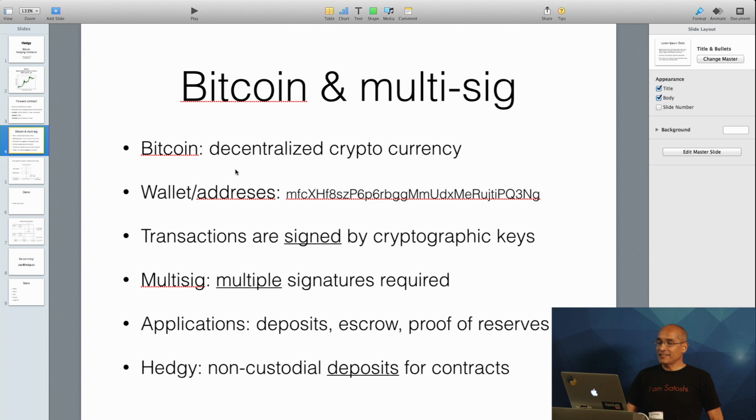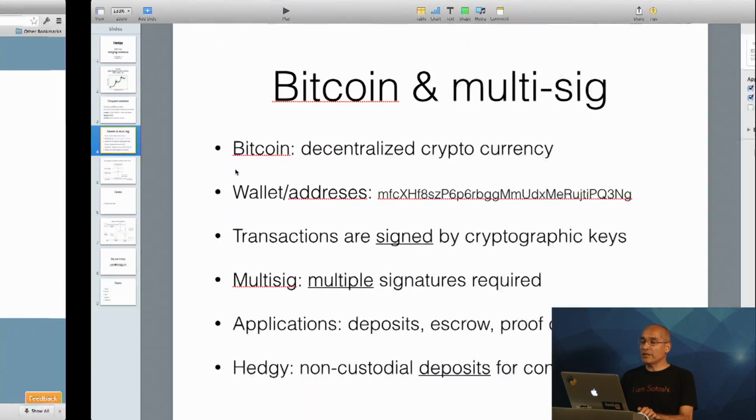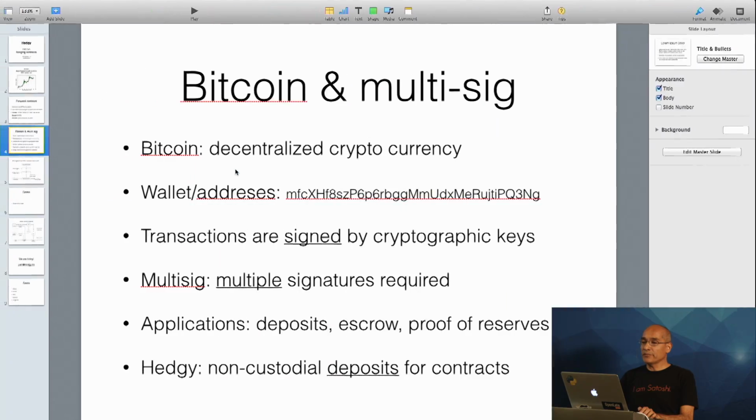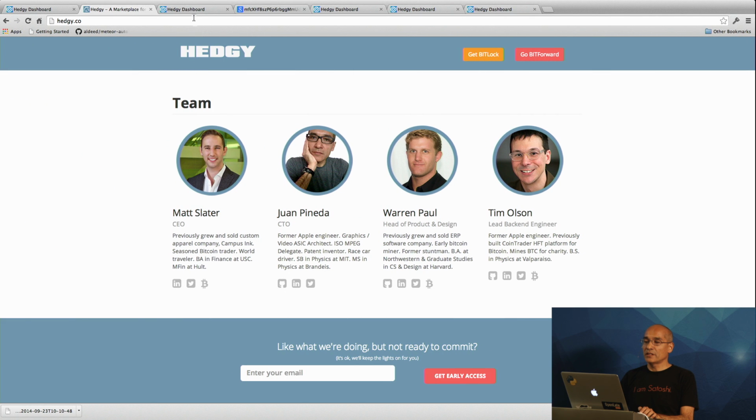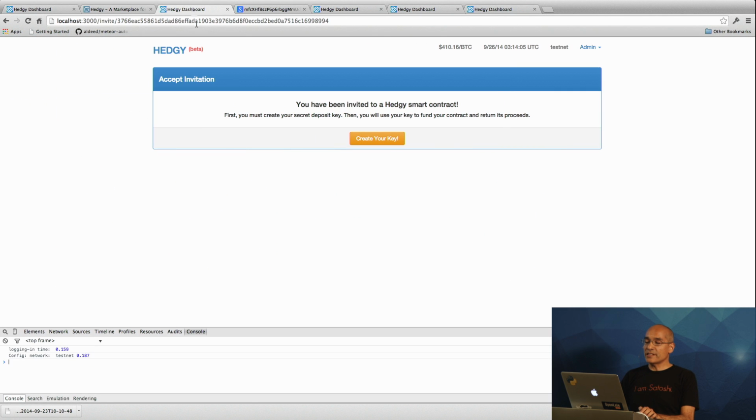Don't have a lot of time, but I want to do a demo. So what I really wanted to talk about is how we use multi-sig. So I just wanted to go through a quick demo of multi-sig.